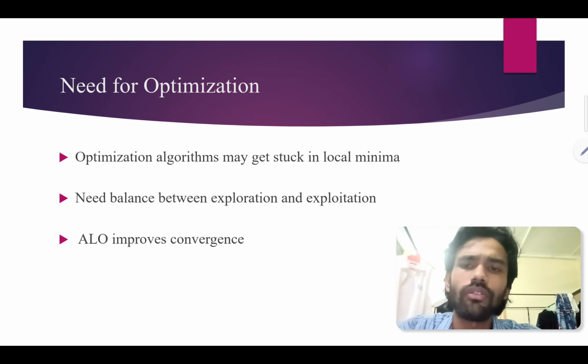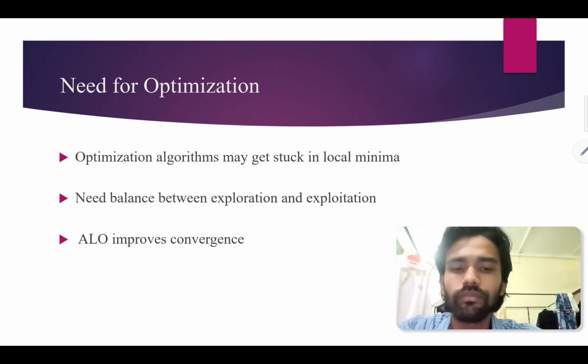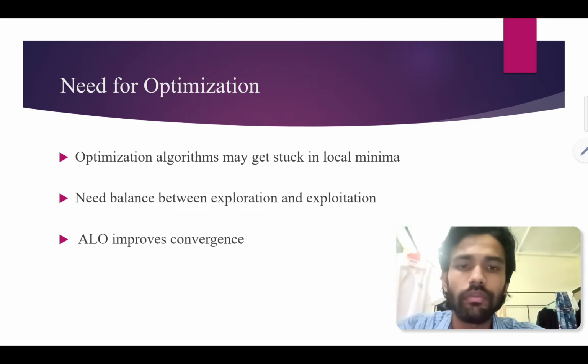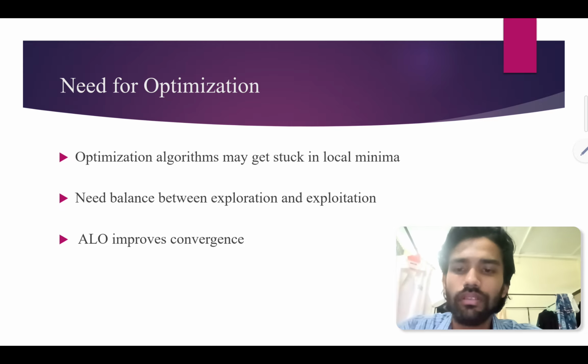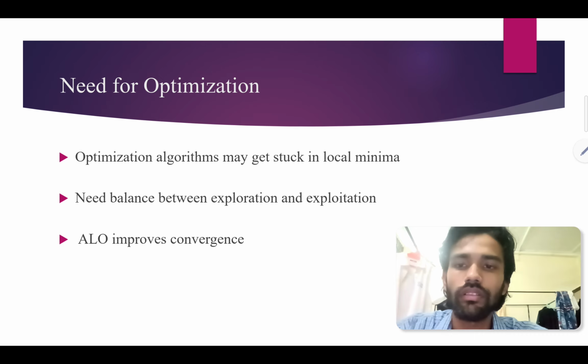Normal mathematical methods may fail because problems are nonlinear. Many variables exist, and solutions may get stuck in local minima, which I have written here, and we need a balance between exploration and exploitation. So for these problems, we use algorithms like Ant Lion Optimizer, PSO, etc. So that is why optimization is needed.